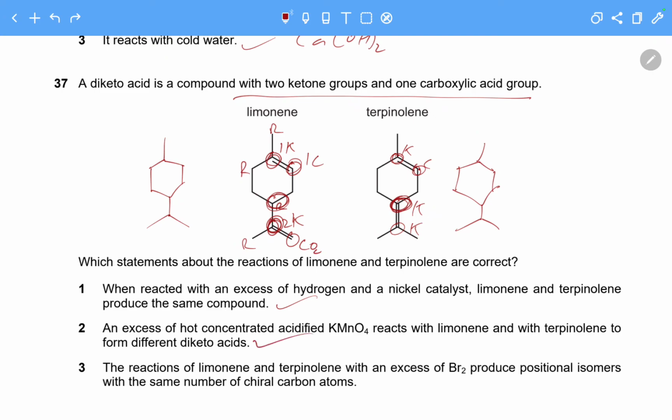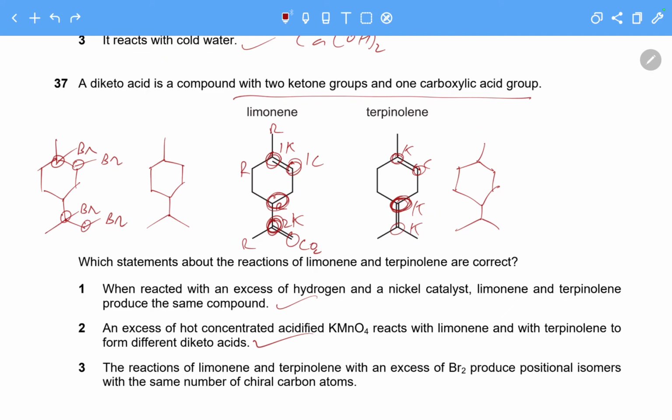The reactions of limonene and terpinolene with an excess of Br2 produce positional isomers with the same number of chiral carbon atoms. Okay, so let's look at what happens when we react limonene with Br2. We get Br, Br, Br, Br. This is what we get when we react limonene. So we have bromine here, here, here, and here.